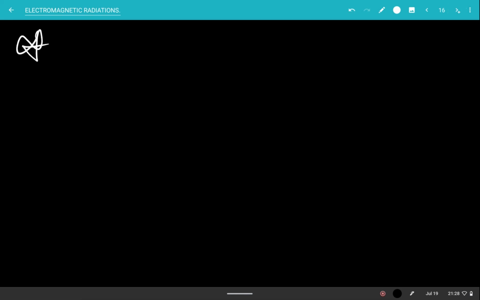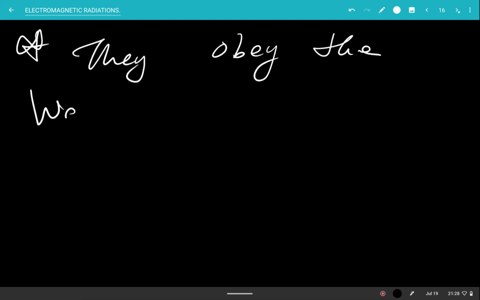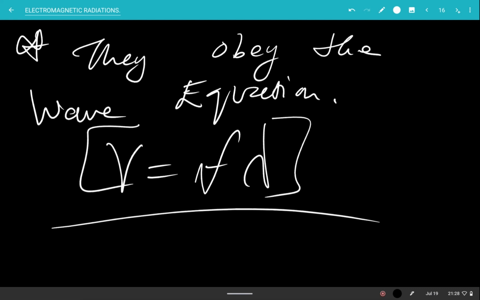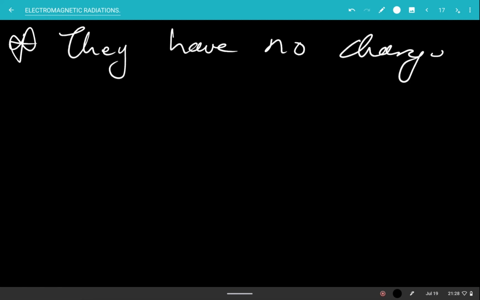Now, in addition, they obey the wave equation. What is this wave equation we're talking about? The wave equation says speed is equal to frequency times the wavelength. So this is the wave equation, where V represents the velocity or speed, F represents the frequency, and lambda represents the wavelength. Then, in addition, they have no charge at all. And lastly, they are all transverse.